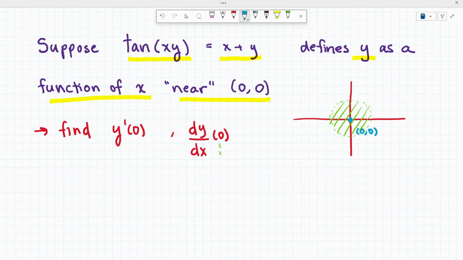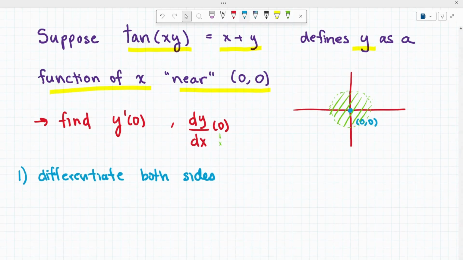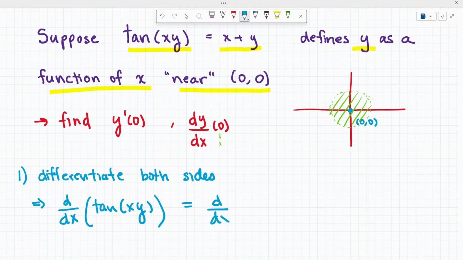So if you remember our steps for implicit differentiation, step 1 is to differentiate both sides of the equation. Okay, so there's our step 1, differentiate both sides. So let's start by doing that. We want to take d over dx of tan xy, and that equals d over dx of x plus y. Okay, so we've set up the structure.